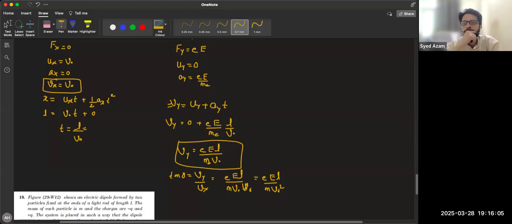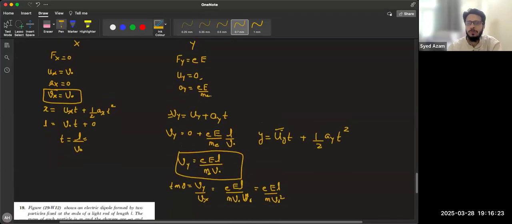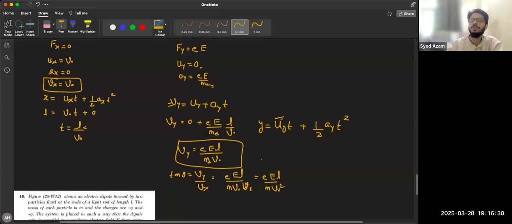We have to use s = ut + (1/2)at². So we'll be using y = u_y t + (1/2) a_y t². You have u_y, which is equal to 0. You have a_y, which is eE/m. Then you have t, which is l/v. So this is how you can calculate displacement also.